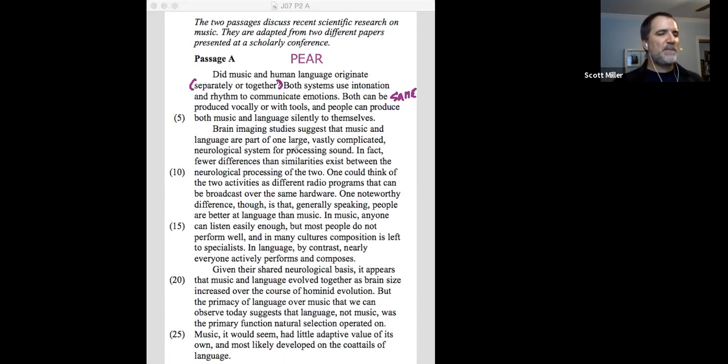So now as we read this next paragraph, we're talking about brain imaging studies suggest that music and language, there are a lot of details in here, but they're basically talking about, again, if I get to the end of this paragraph and I pause and I look back, they're basically here talking about how they're the same. Music and language are the same. And then they say one noteworthy difference. All right, so now they're talking about how they're different.